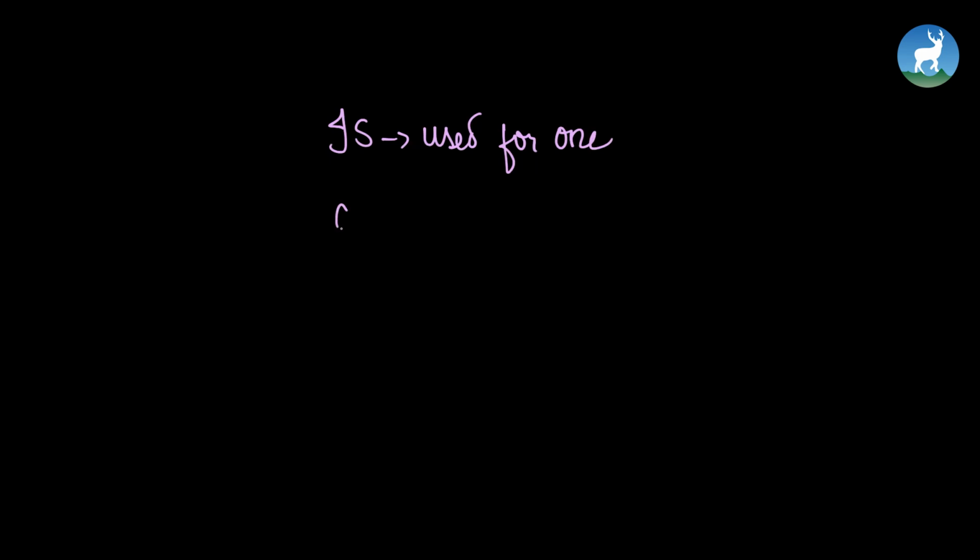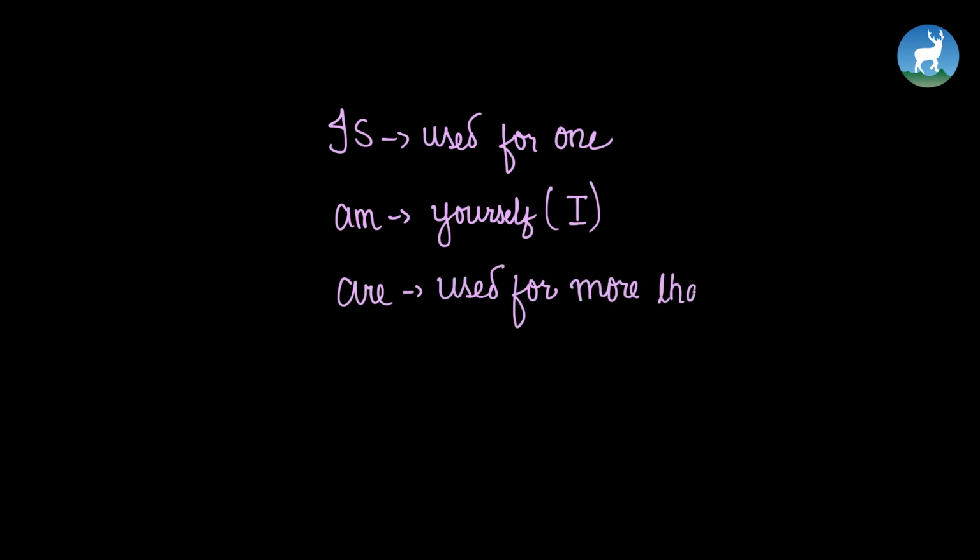Am is used for yourself. It is always used with the personal pronoun I, and are is used for more than one. This is what you have to remember when you are using is, am, and are in your sentence. Now, let's do some exercises.